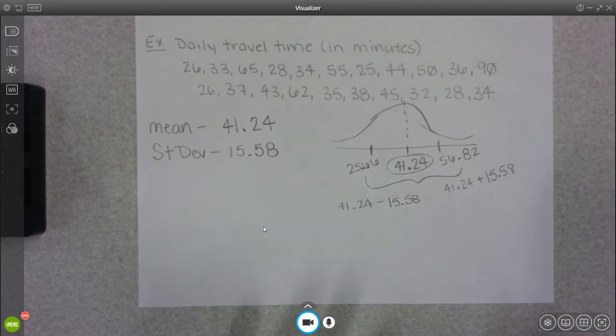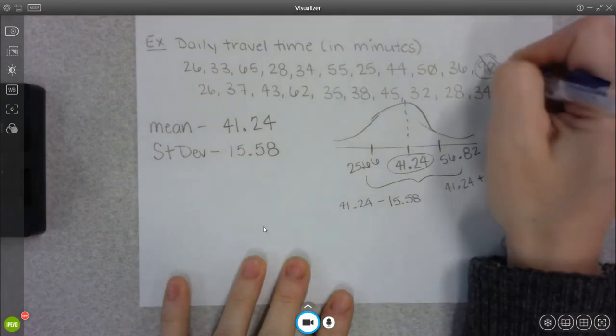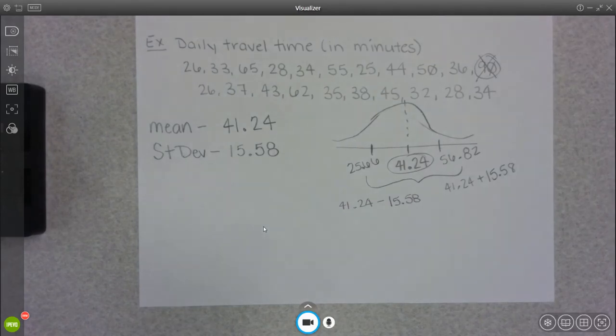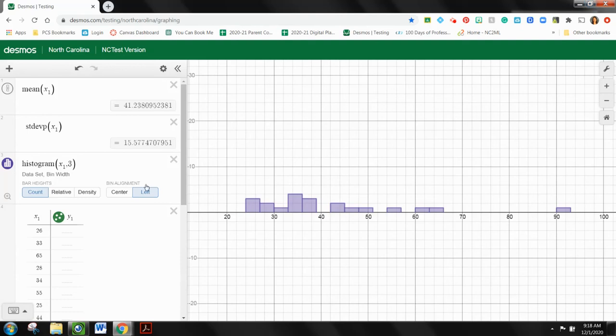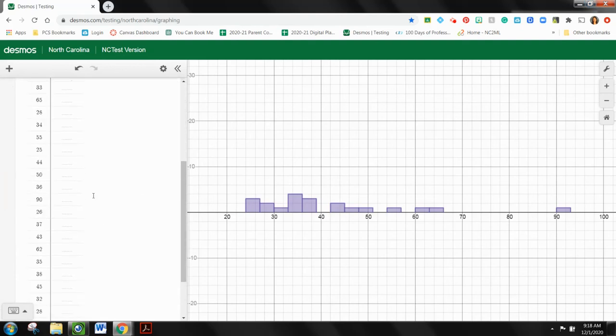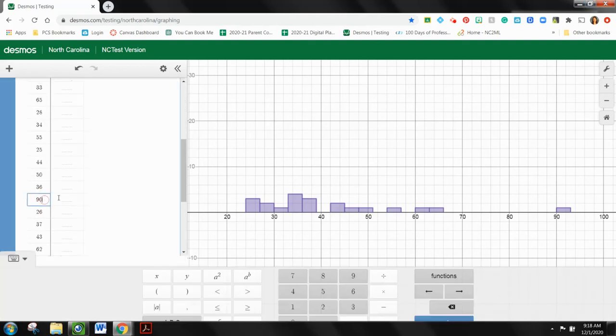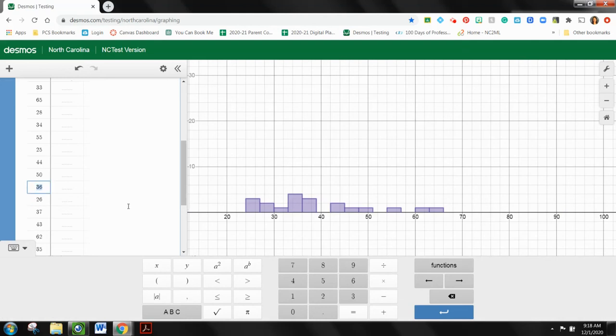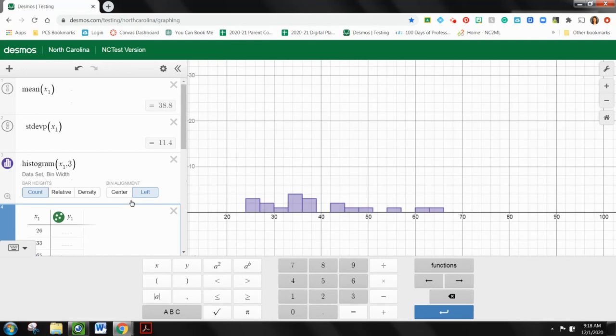What would happen if I took 90 out? Let's see. I'm going to go back here to my list. I'm going to search for 90, which was somewhere in the middle. There it is. So I'm going to take out 90. Here's my new list. Let's come back up here. Well, without 90, it's really changed my data.